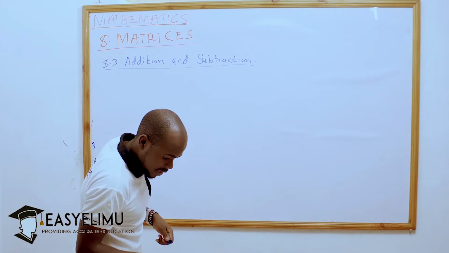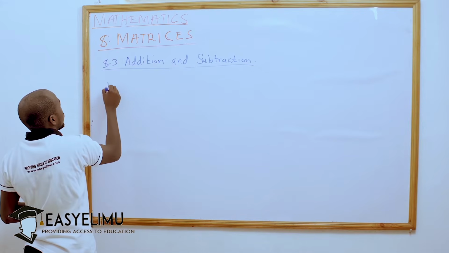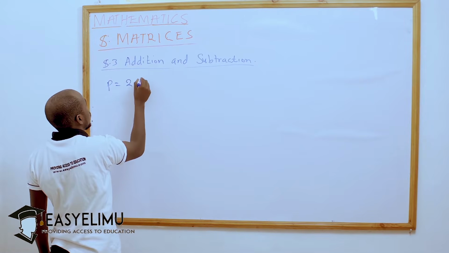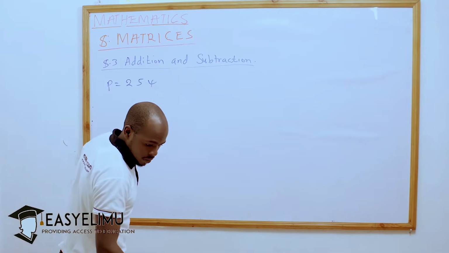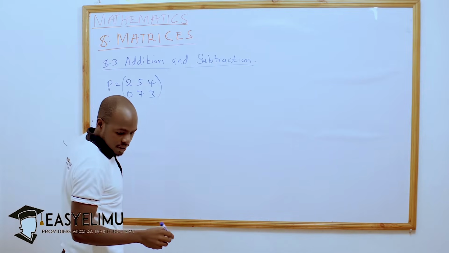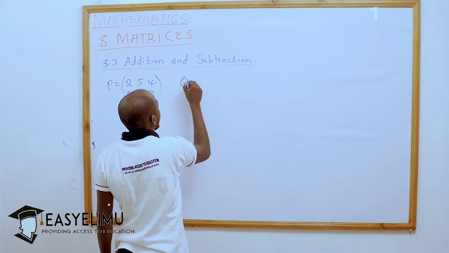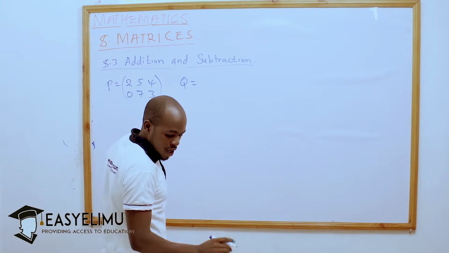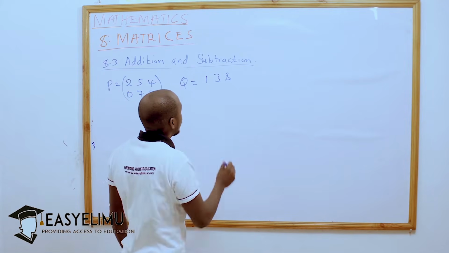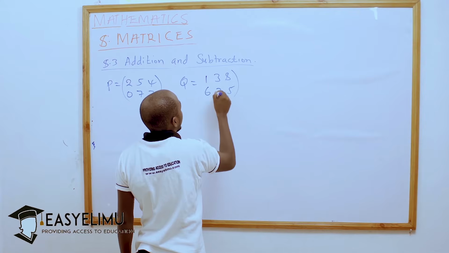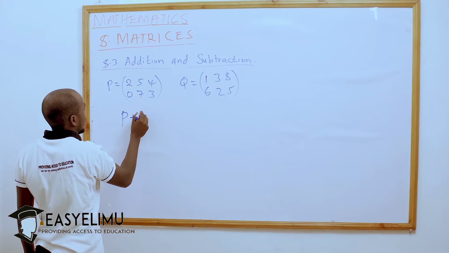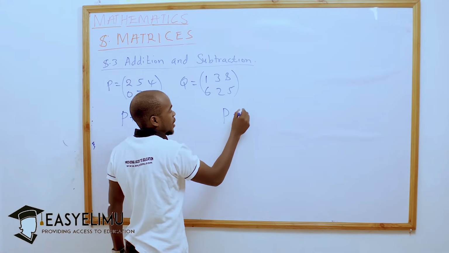For example, P is equal to 2, 5, 4, 0, 7, 3, and Q is equal to 1, 3, 8, 6, 2, 5. We have been told to calculate, or find out, P plus Q and also P minus Q.